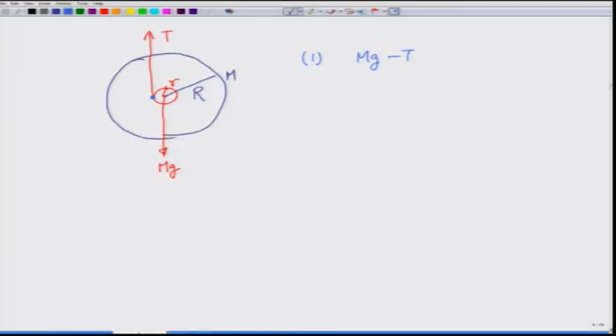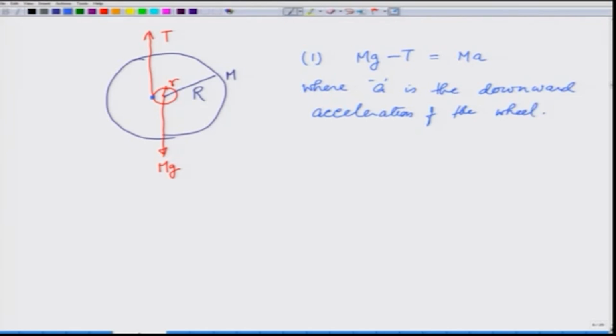So, the equations that I have are, one, mg minus T is equal to ma, where a is the downward acceleration of the wheel. Notice that a is going to be smaller than g because there is a tension. Now, I can take torque about this blue dot that I made and write the other equation, that is going to be I alpha is going to be equal to, torque is only due to the weight, is going to be mg times small r.